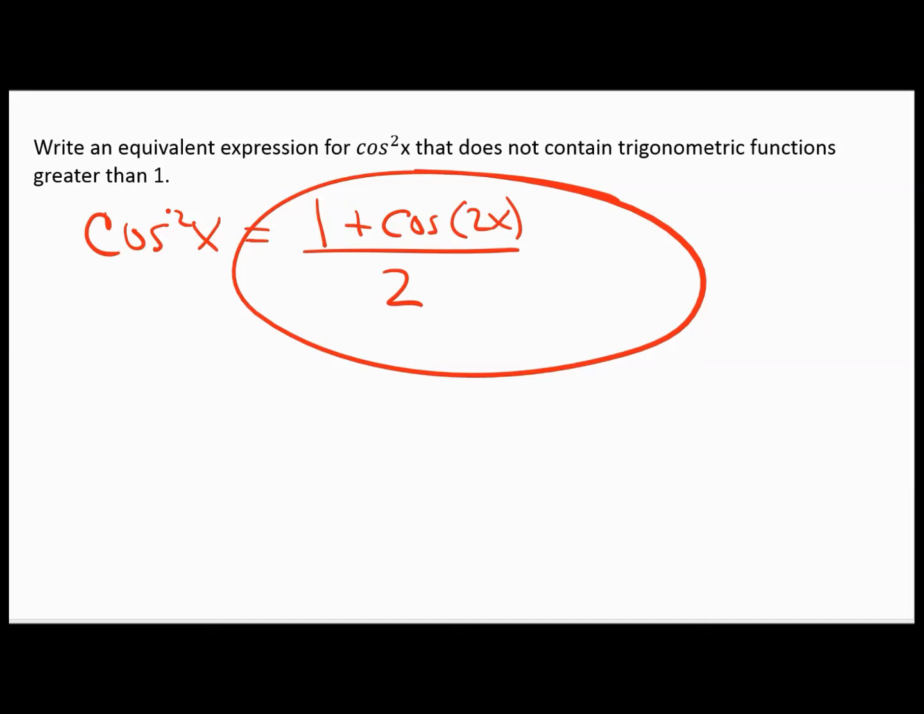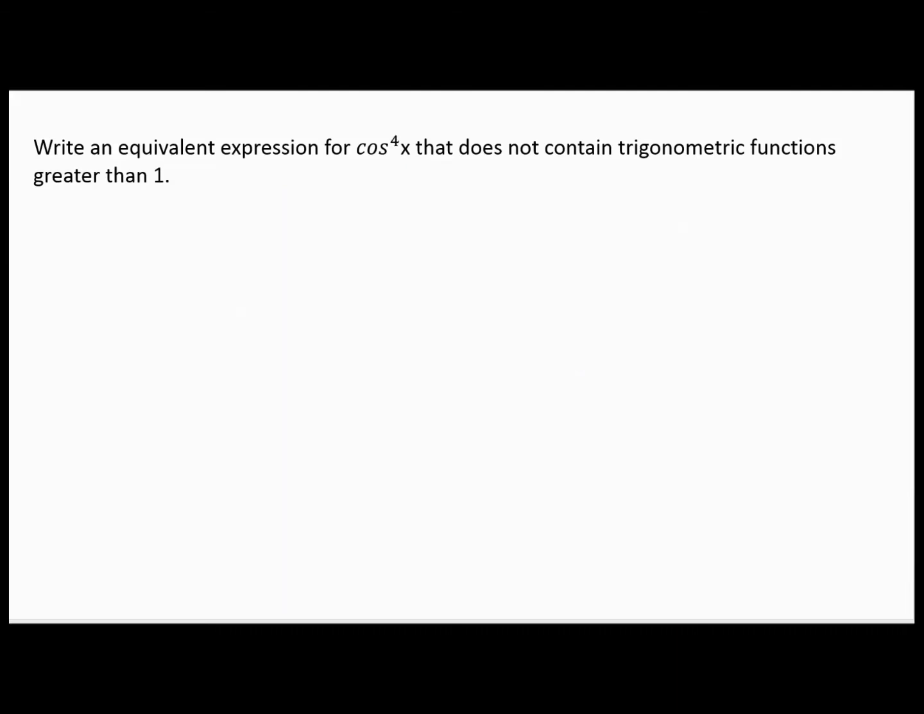So let's take a look at a problem more like which would be in the homework. Write an equivalent expression for cosine to the fourth of x that does not contain trigonometric functions greater than 1. Well, we don't have a formula for cosine to the fourth of x. Can we handle it? You bet. We can write it as cosine to the fourth of x is equal to cosine squared of x times cosine squared of x. Right? That is cosine to the fourth of x.